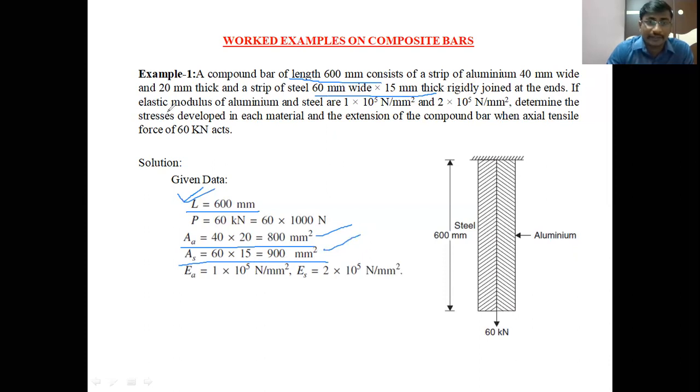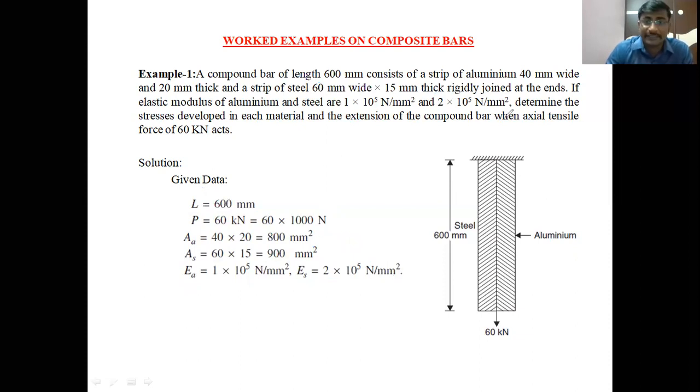Rigidly joined. The elastic modulus of each material, that is the Young's modulus for aluminum, is 1 into 10 to the power of 5, and Young's modulus for steel is 2 into 10 to the power of 5 newtons per mm square. As we know, newtons per mm square is also called megapascals. Mega means 10 to the power of 6, and pascals mean newtons per meter square. So we can represent newtons per mm square as megapascals.